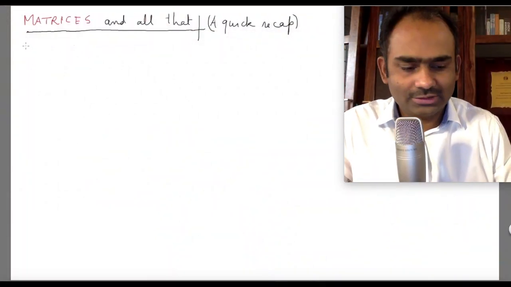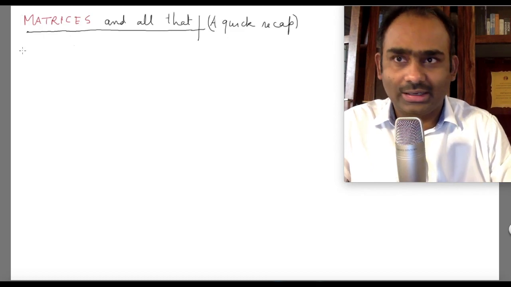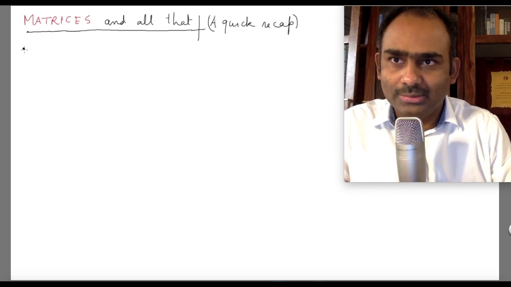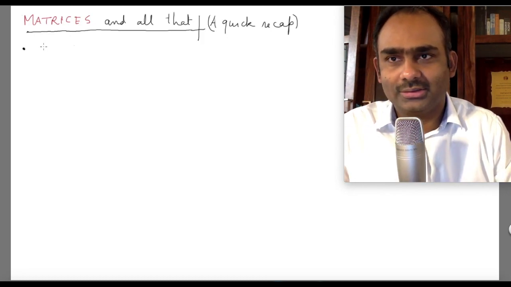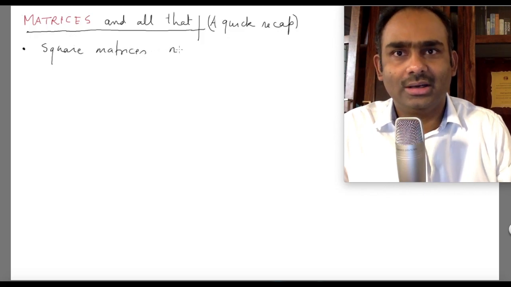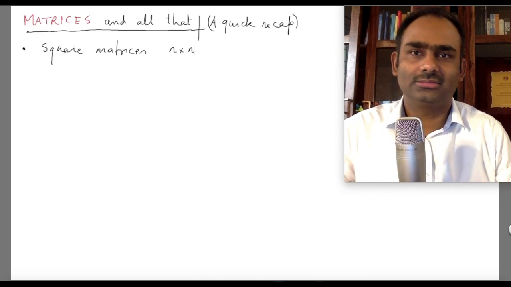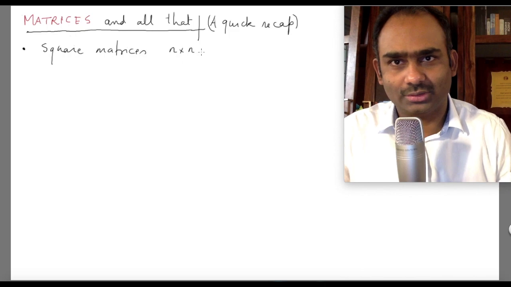Mostly I'll be dealing with square matrices. So if I do not say specifically that I'm talking about a square matrix, you assume that I'm talking about a square matrix. I will be only talking about square matrices in this. And in general, they will have a dimension n cross n. So n number of rows, n number of columns, that's what a square matrix is.